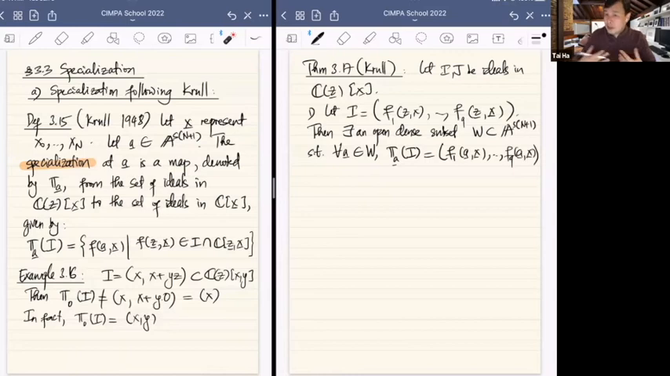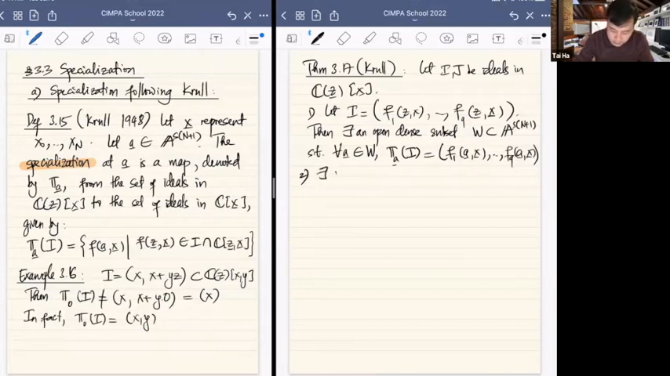So we cannot always do that, but as this example is saying, there's an open subset where, instead of looking at zero, if you look at A, when A sits inside that subset, then you can actually do this specialization by simply specializing the generators. The second part of the theorem basically says this property works as well with product and sum, and an intersection of ideals, right?